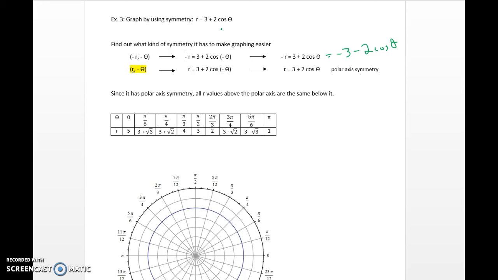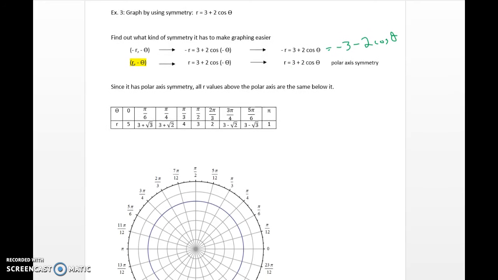Let's check the other kinds. We can say positive r comma negative theta. If we plug in negative theta but keep r positive, we're going to end up with our original equation, r equals 3 plus 2 cosine theta. And that is the polar axis symmetry. That is that horizontal line symmetry.